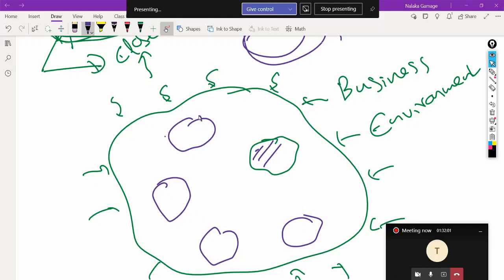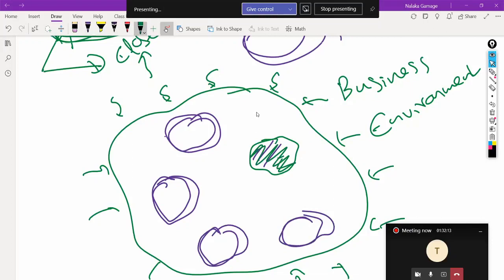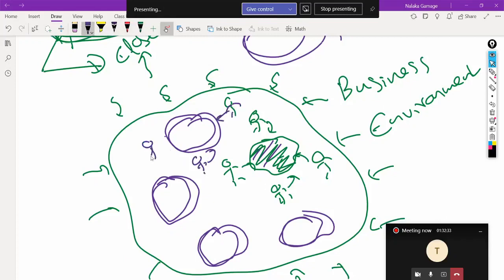Okay, so these are our competitors, because whether you like it or not, you have to face that competition, right? So this is our business. We have our own customers, so there are customers coming for us. And just like we have our customers, our competitors have their customers. I'm just showing you the model, how business organizations operate in an open economy.